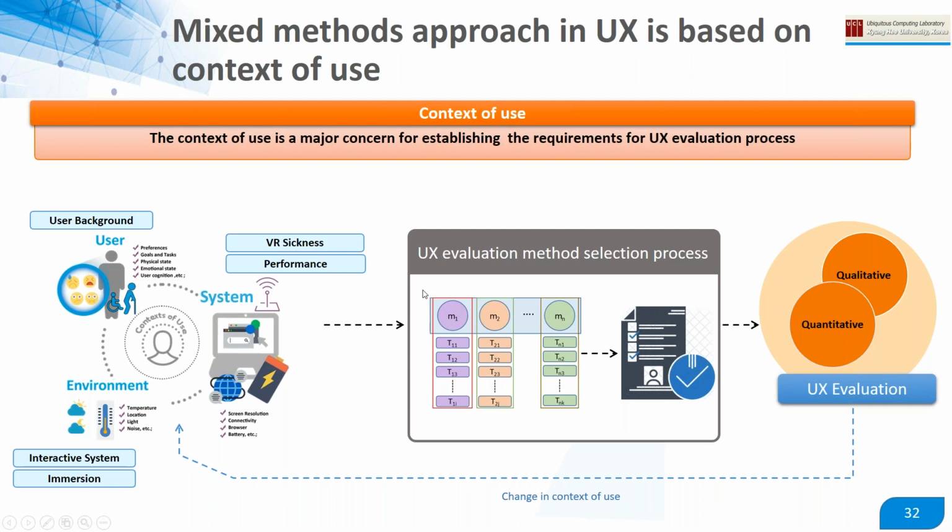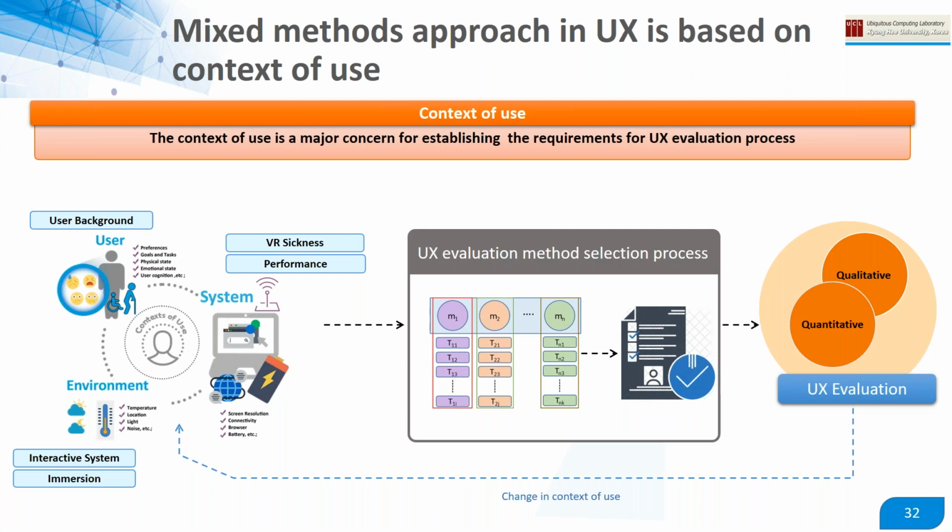Because context of use involves user, system, and environment. For example, in some environments, some methods will not be appropriate, so based on the context of use, we will change the methods accordingly. For example, some users will be unable to use those methods while collecting the data related to the user experience. So we need to change the method according to the user also.